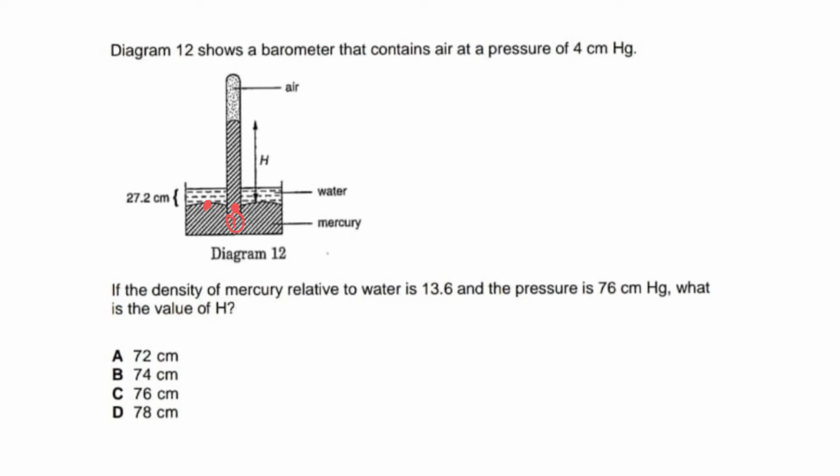So at point number 1, the pressure is due to the pressure of the air plus pressure of the mercury due to a height h, and this pressure is actually equal to the pressure at point number 2, and this pressure is due to the pressure of the water plus the atmospheric pressure, which is acting outside here, so do not forget about that.